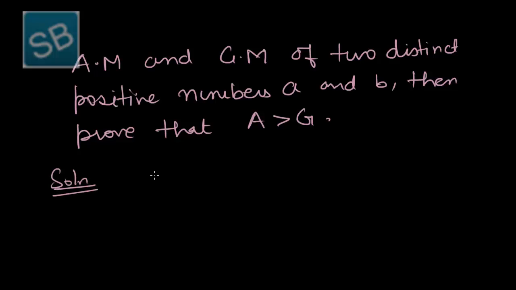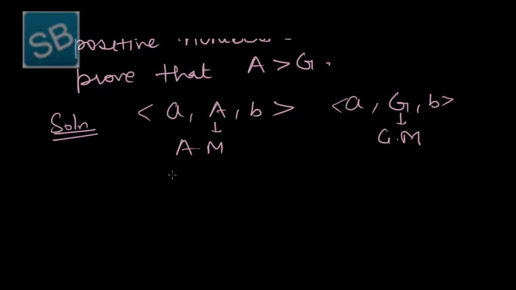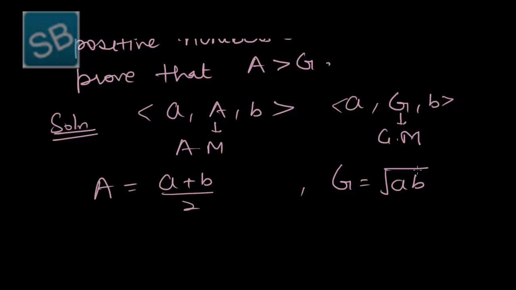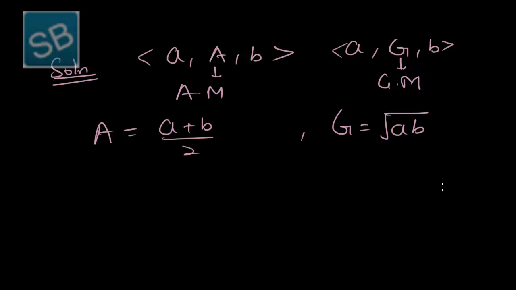Now we have A is the arithmetic mean between A and B, and G is the geometric mean between A and B. So by definition of arithmetic mean and geometric mean, we have A is equal to A plus B over 2 and G is equal to under root AB. Now we have to prove A is greater than G. That is, we have to show A minus G is greater than 0. Then we will get our result.